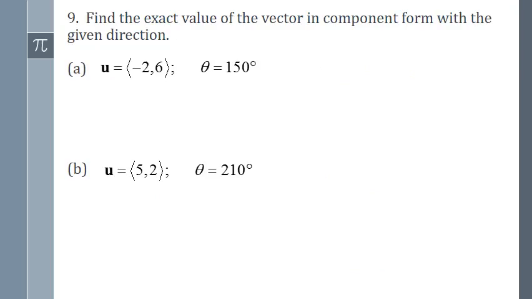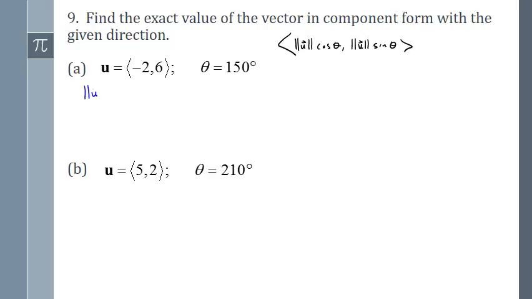9a and b ask us to find the exact value of the vector in component form with the given direction. So to do that, we're going to use the component form that uses the magnitude of a vector. I should probably use u since these two problems use u. So it's the magnitude of the vector times the cosine of the angle, and the magnitude of the vector times the sine of the angle. We're going to use that. So once again, it's just kind of plug and chug.